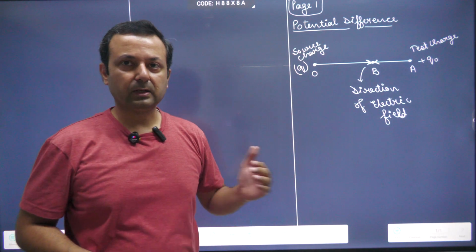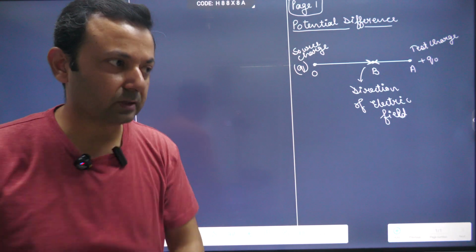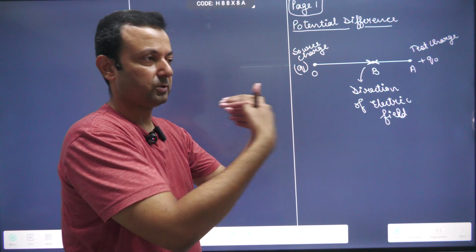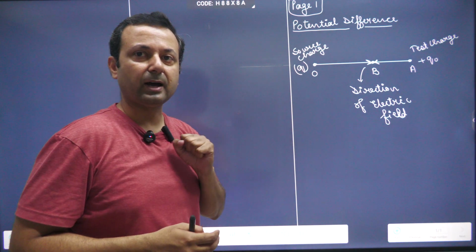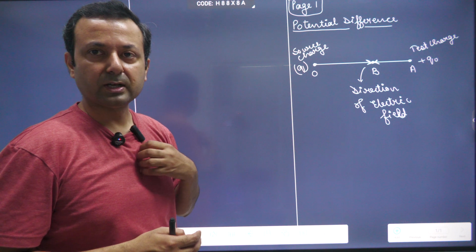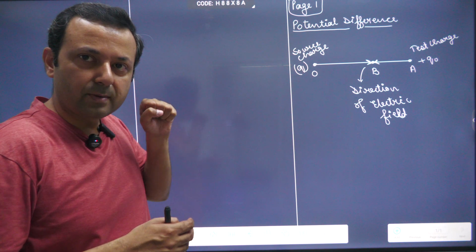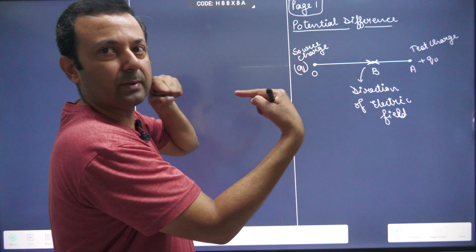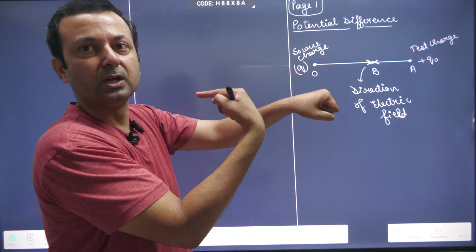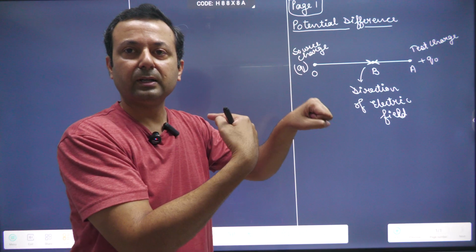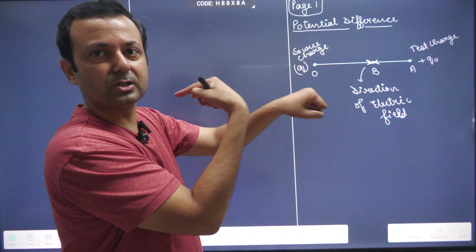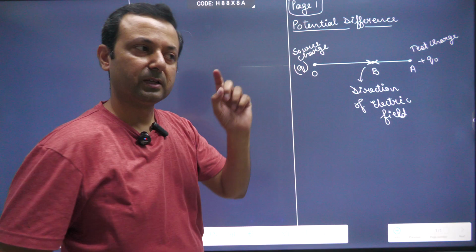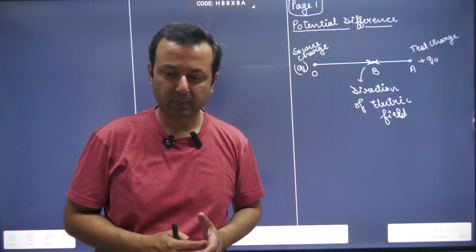Work done. Suppose electric force is in this direction, and I have a test charge Q naught in my hand. So I am moving it against the electrostatic force. Electrostatic force is in this direction, and I am moving it against the electrostatic force. So the work done in moving this test charge against the electrostatic force is called electric potential.